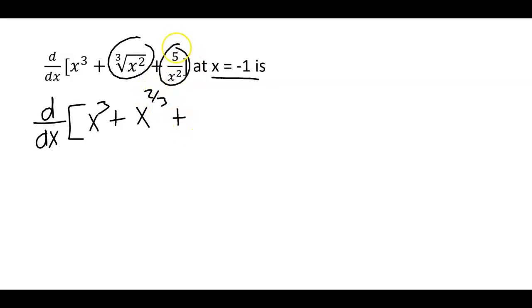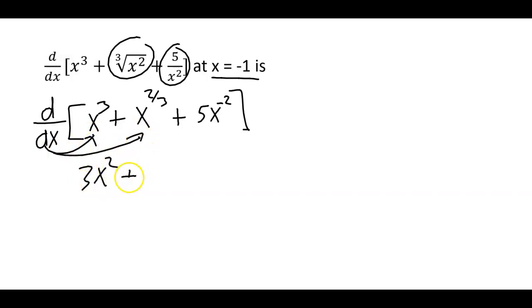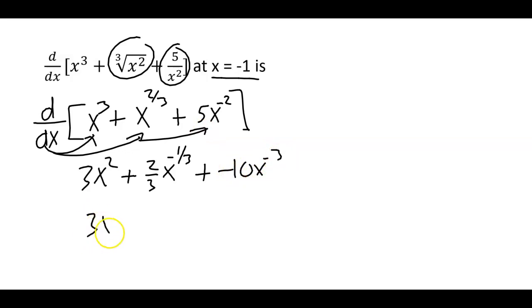And this guy here, we want to rewrite that as 5x to the negative 2. We want to rewrite them as exponents only, because we're going to do the power rule. So the derivative of this guy is 3x squared. The derivative of this guy is 2 over 3 x to the negative 1/3. And the derivative of the last one here is negative 10x to the negative 3. And then after that, we want to rewrite it again.